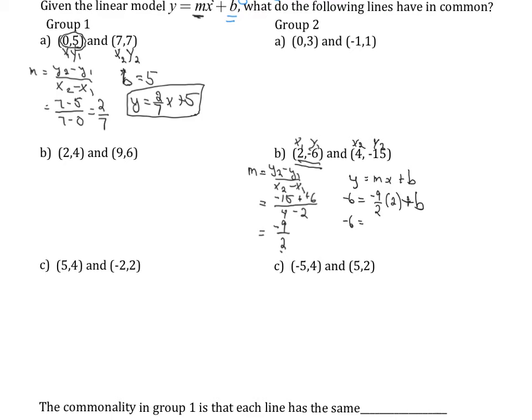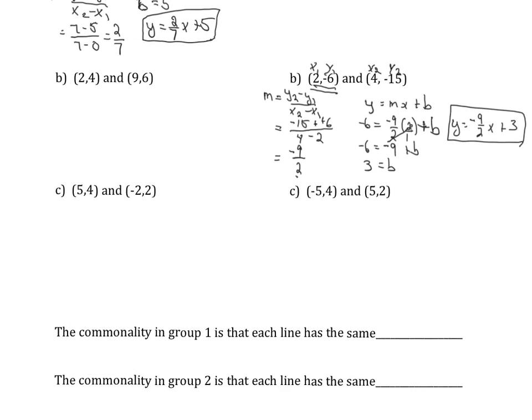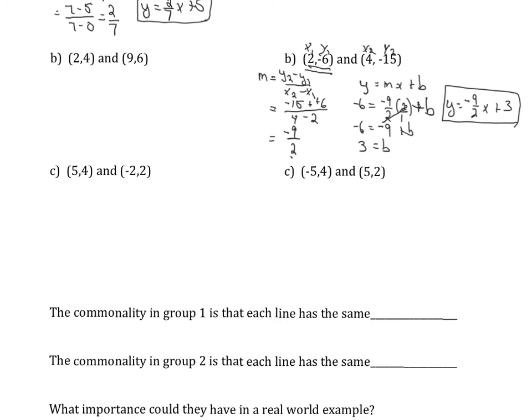-6 equals, when I multiply negative 9 over 2 times 2 over 1, I end up with negative 9. And when I add 9 to both sides, I end up with 3 equals b. So my equation is y equals negative 9 halves x plus 3. And there's my equation. Now I'm going to jump back over to Group 1, Part C, and I'm going to show you a slightly different method for finding the equation.